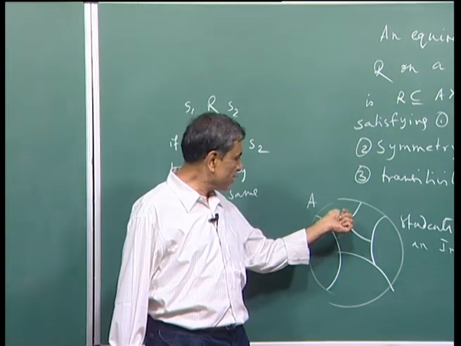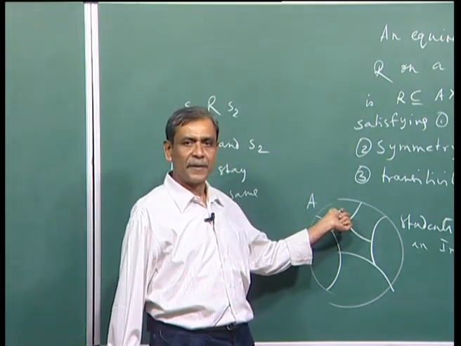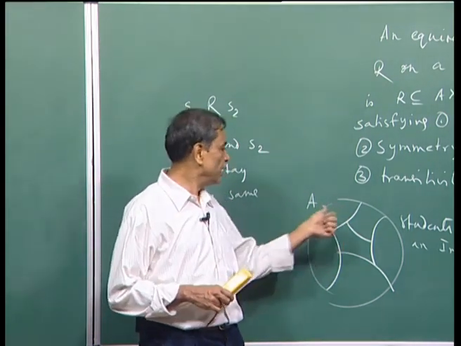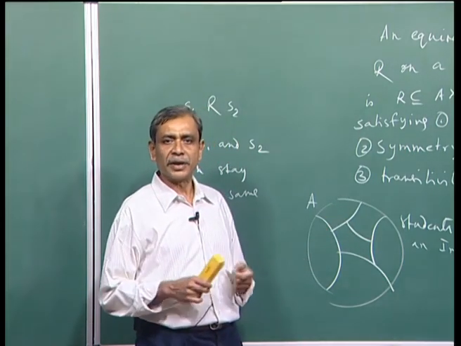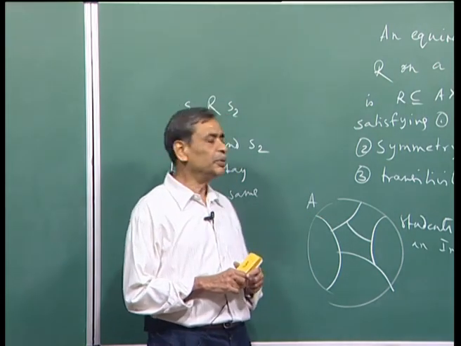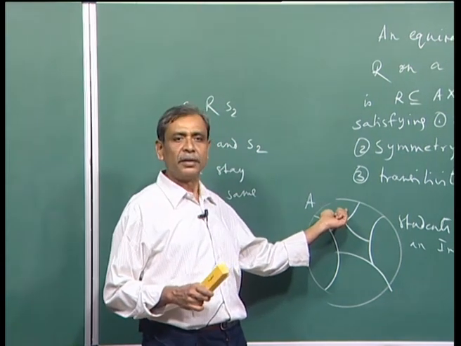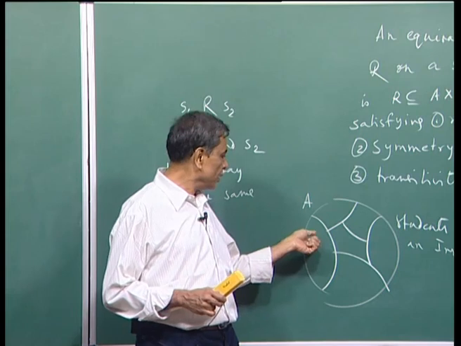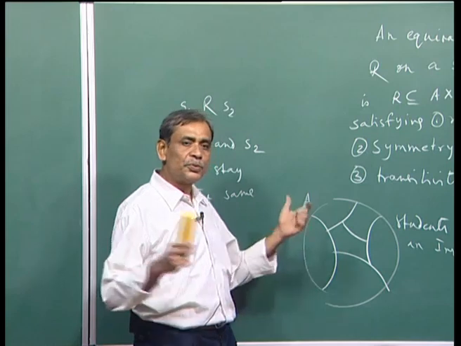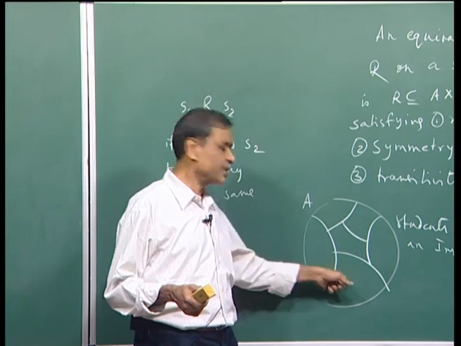By the way, these partition classes are called equivalence classes. And what is an equivalence class? The set of all elements which are related to each other. So, in this case, all the students living in one particular hostel are of course related, they form one equivalence class. Let us say another hostel, hostel number 2, the students in that hostel form another equivalence class and so on.